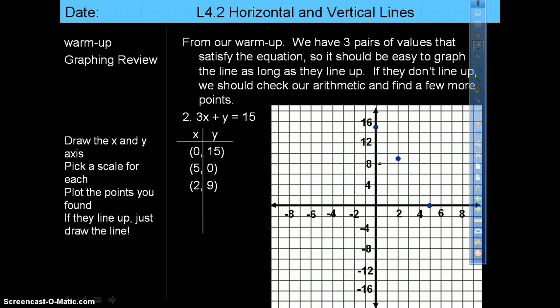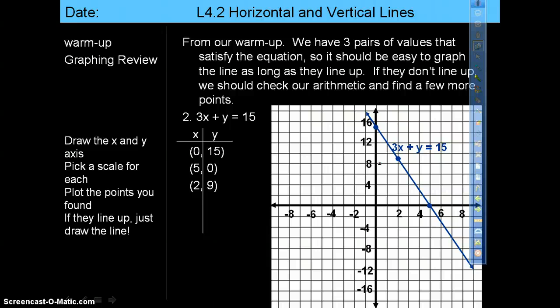And sure enough, if I place my straight edge, it does in fact make a wonderfully straight line that represents the equation 3x plus y equals 15. Every ordered pair on that line fits, it satisfies this equation. Every xy pair fits in the equation 3x plus y equals 15.